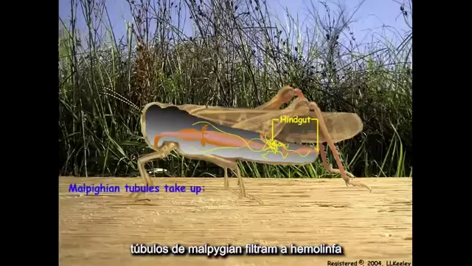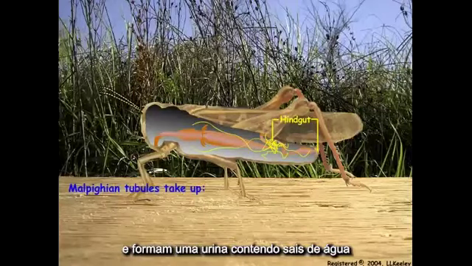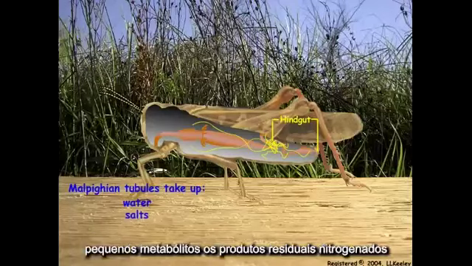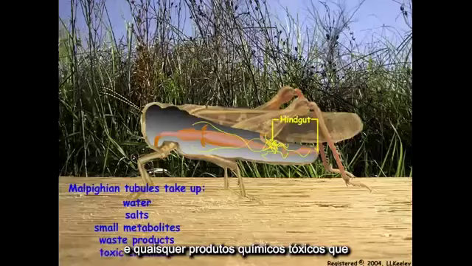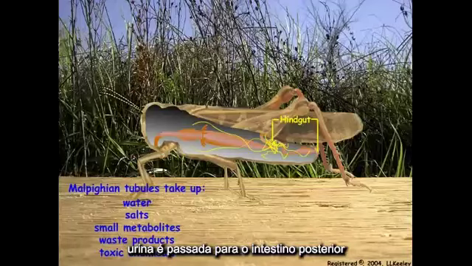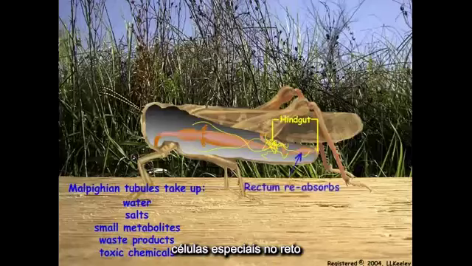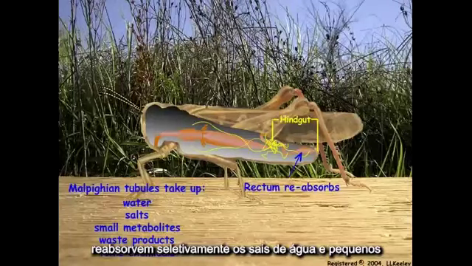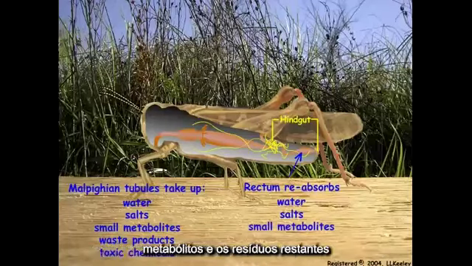Malpighian tubules filter the hemolymph and form a urine containing water, salts, small metabolites, the nitrogenous waste products, and any toxic chemicals that are present. Undigested food from the midgut along with the Malpighian tubule urine are passed into the hindgut. Special cells in the rectum selectively reabsorb the water, salts, and small metabolites, and the remaining waste products are excreted.